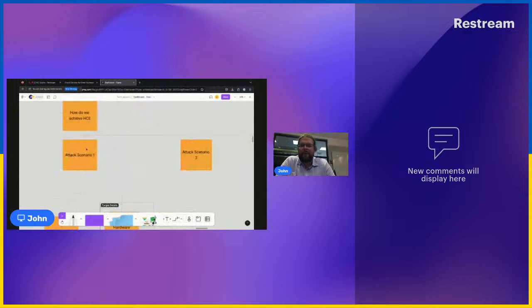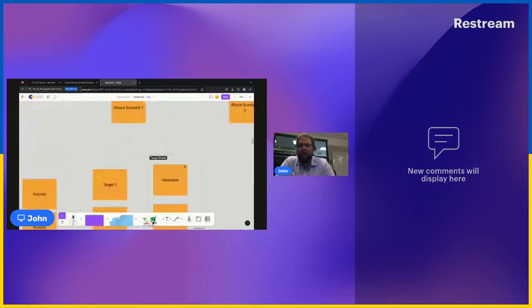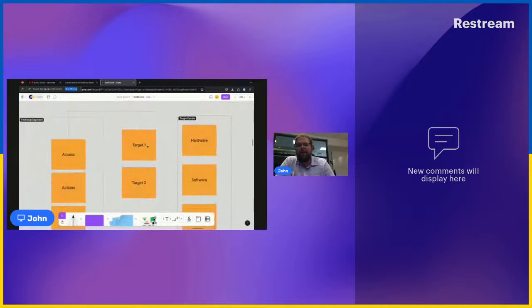We're going to come up with our attack scenarios, 1, 2, and all the way to N, right? Think diligently about the people who might be trying to compromise your business and how to better defeat them. And then we're going to have our targets, right? These are things that are in your environment that are potentially or likely vulnerable.